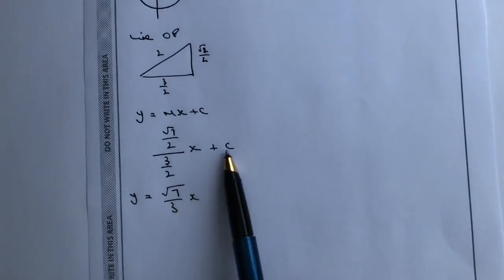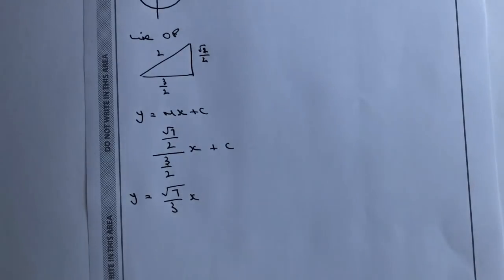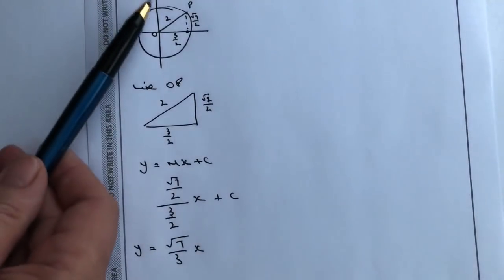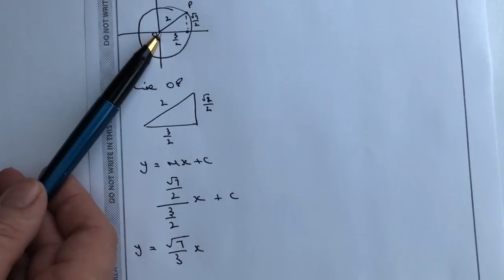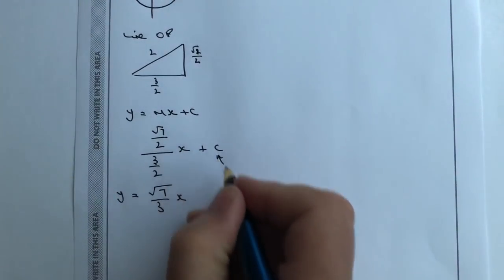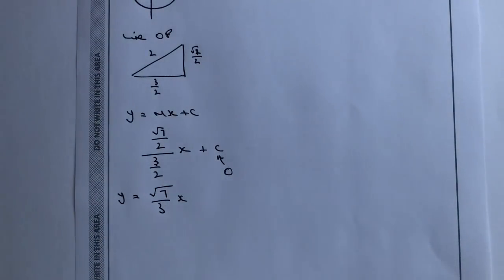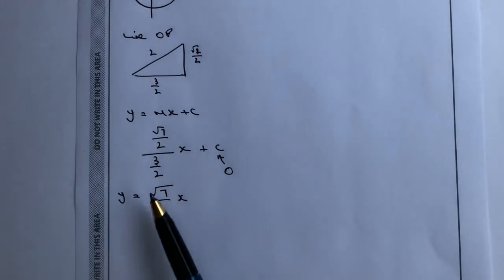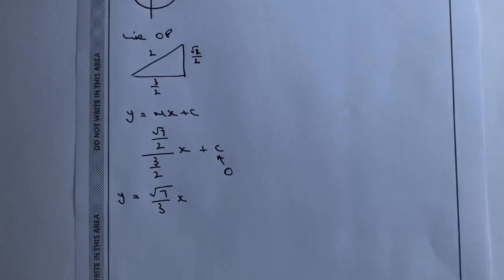Now this value of c is actually the y-intercept. It's where it crosses the y-axis. If you remember from my sketch, it crosses at 0. So this value of c is going to be 0. So the equation of my line is y equals root 7 over 3 x.